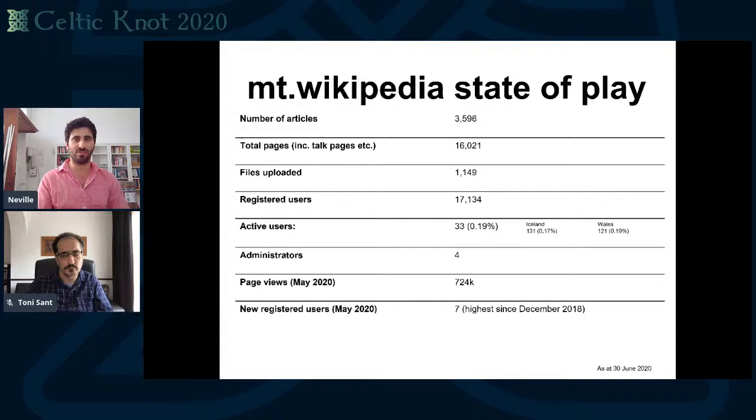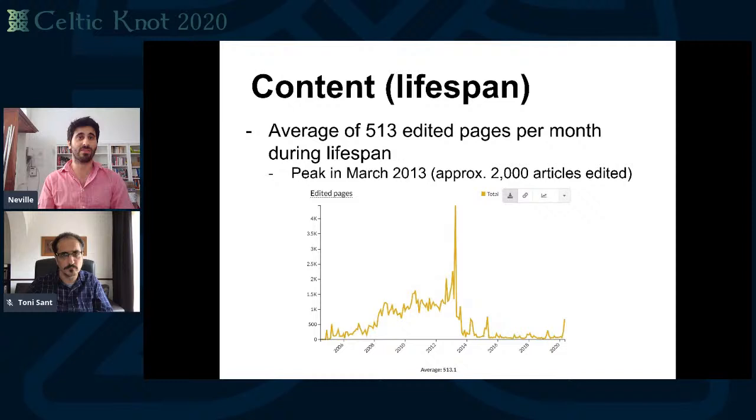If we look at the growth of content across the lifespan, this graph here shows the number of edited pages ever since Maltese language Wikipedia was started. As you can see, there was a continual growth until around 2013.